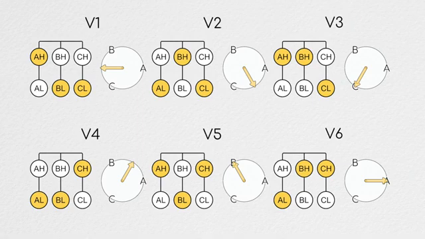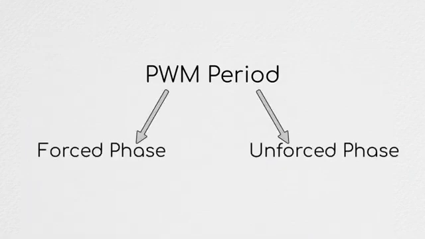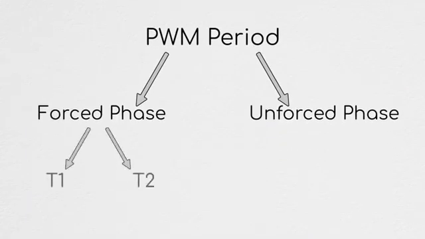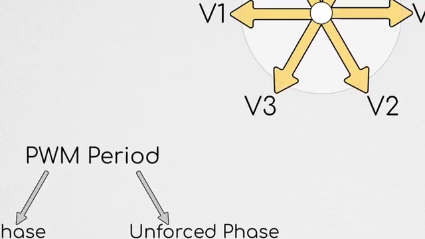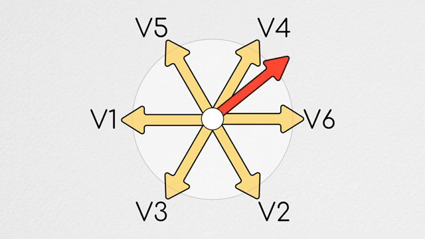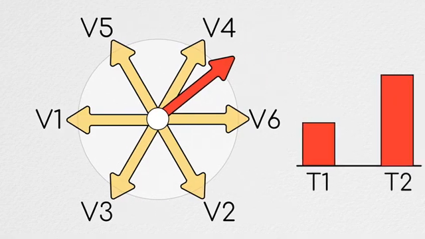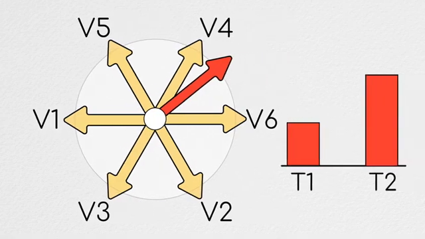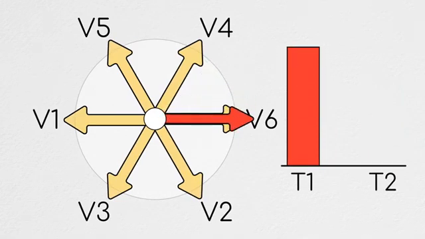So, in order to produce a voltage vector which turns continuously with the rotor, we're going to further subdivide the forced phase of our PWM period into what we will call T1 and T2. During T1, we will apply the voltage configuration which produces the field vector which is closest to our desired vector in the clockwise direction. Then, during T2, we will apply the voltage configuration which produces a vector closest to our desired vector in the counterclockwise direction. The duration of T1 relative to T2 will be determined by the desired vector's orientation relative to the vectors generated by the 2 chosen voltage configurations.